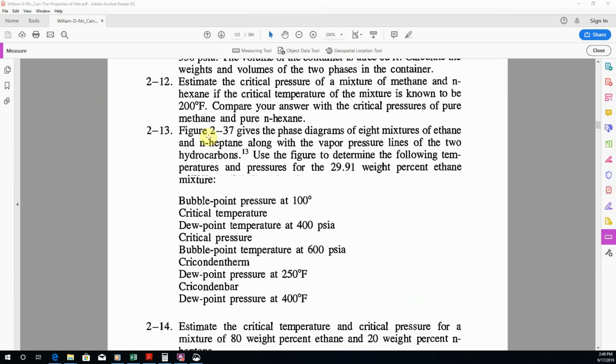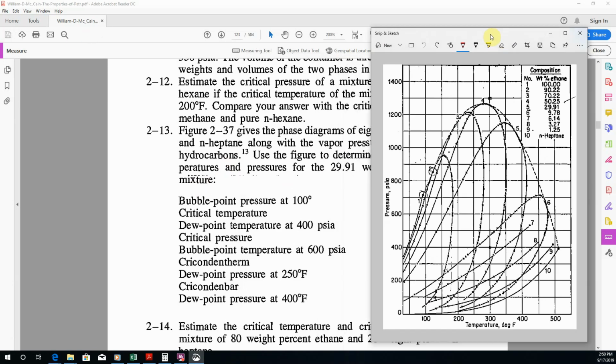All right, so here's another quick and easy one. This one just gets you used to looking at these two composition diagrams with the vapor curves. So if you look, it's asking you to look at figure 237, which I'll show you in a minute, which is a mixture of ethane and heptane, and vapor pressure lines of both of these. And then we want to look for the following temperatures and pressures for the 29.91 weight percent ethane mixture.